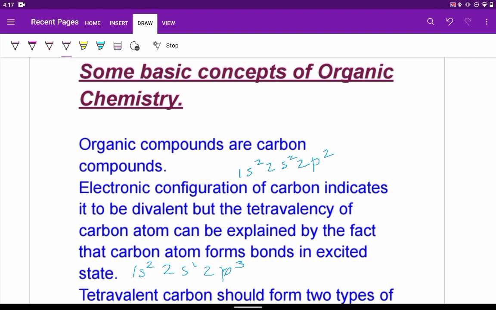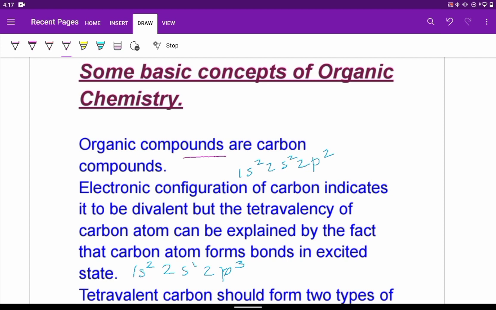Today we will study organic chemistry and today's topic is some basic concepts of organic chemistry. So today first we will see about the electronic configuration of carbon and the excited state of carbon in which it actually forms the bonds, because we know that carbon is tetravalent. So basically, if we see organic compounds, they are mostly the compounds of carbon. So organic compounds are the carbon compounds.